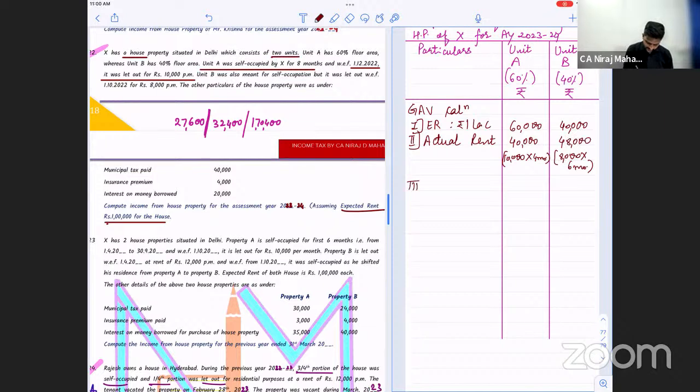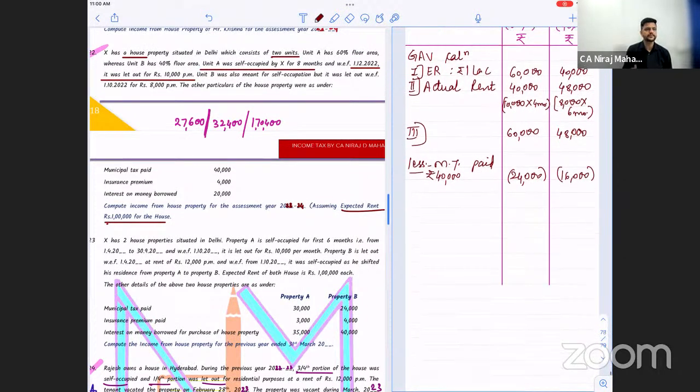So step 3, whichever is higher, GAV 60, 48. That is the only difference. But less municipal taxes paid will be allowed for both of them, we'll just apportion. The municipal taxes paid figure they have given is rupees 40,000, correct? This is 24,000 allowed, and the balance 16. What do we arrive at? NAV, net annual value. 60 minus 24, 36. 48 minus 16, 32.